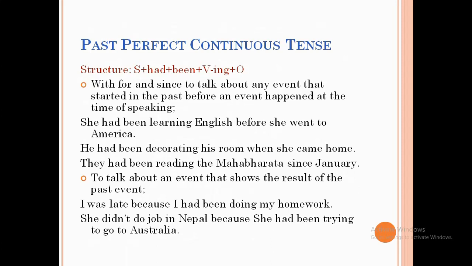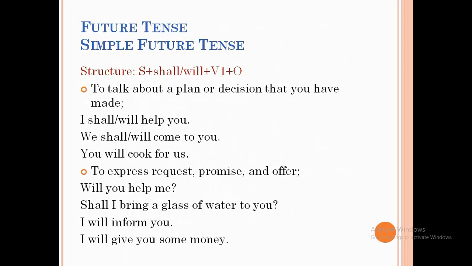That is why she was not doing any job in Nepal. So next is future tense. Let's discuss simple future tense. The structure of simple future tense is subject, shall, will, verb 1 plus object.